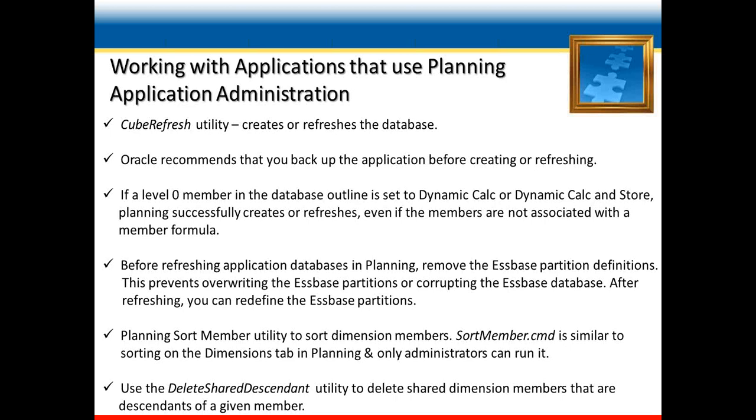The planning sort member utility is one of the utilities used for sorting the dimensions for a planning application. Only an administrator can run this sort member utility. There is one more utility, delete shared descendant, which is used to delete shared dimension members that are descendants of a given member. This utility again can be run only by administrators.